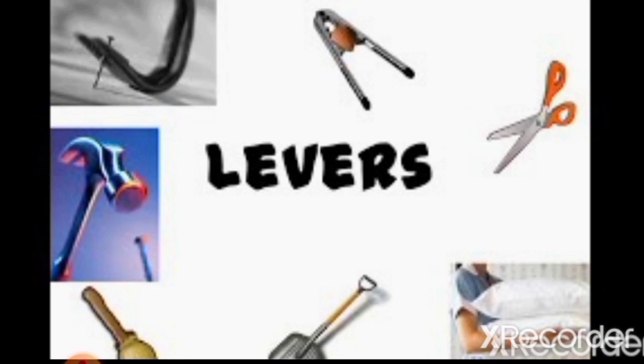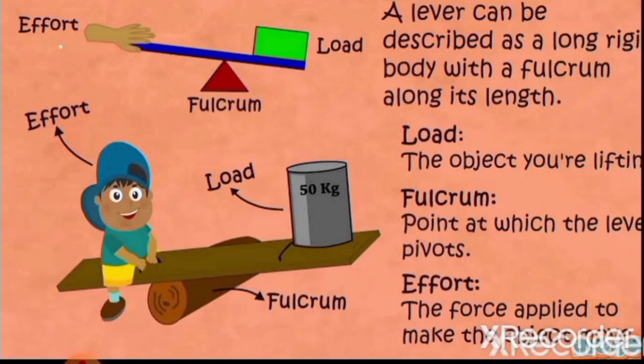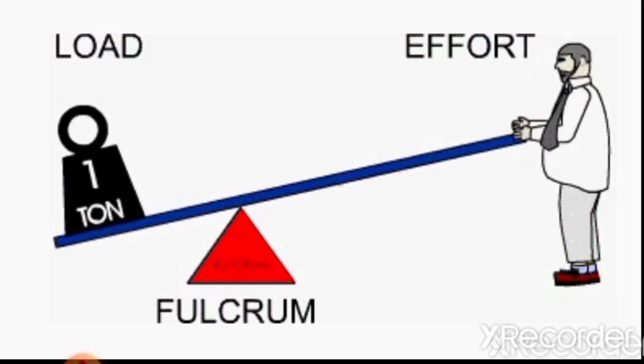The next is the lever. What is a lever? A lever is a simple machine that turns around a point. It's usually a stiff rod that turns around a point. The turning point in the lever is called the fulcrum, while the object you are using it to lift is called the load, and the force applied on it is known as the effort. So remember, the turning point is the fulcrum, then the load, and the effort.